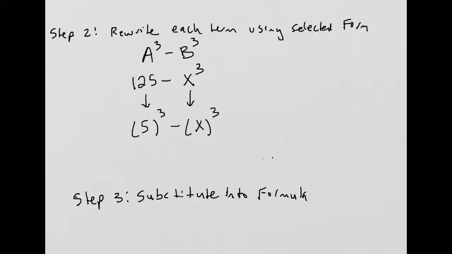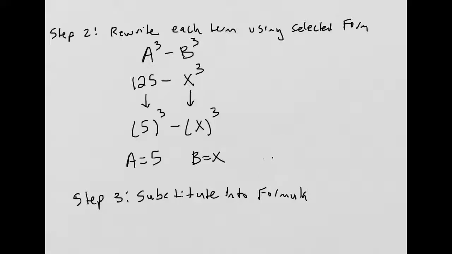Now, if I look at the original, I need to determine what's acting like big A for me. In other words, what's being cubed in my expression? Well, the first thing that's being cubed is 5. So 5 is acting like big A in this particular example. What's acting like big B? In other words, what's the second thing that's being cubed? Well, that's x. So big B for me is just x.